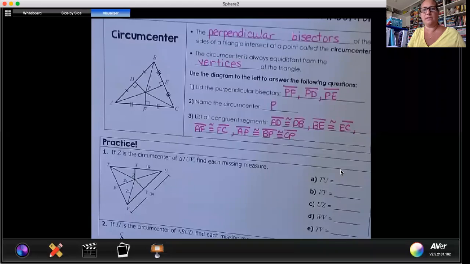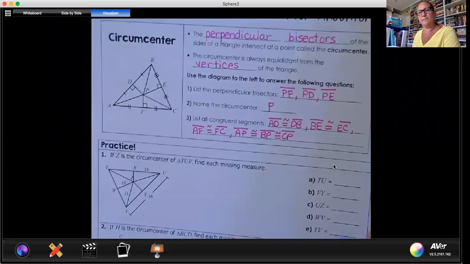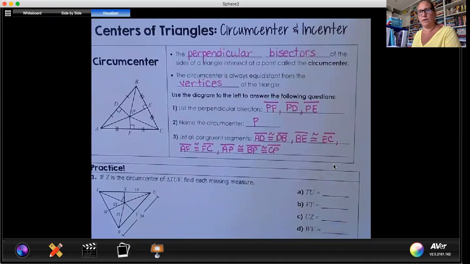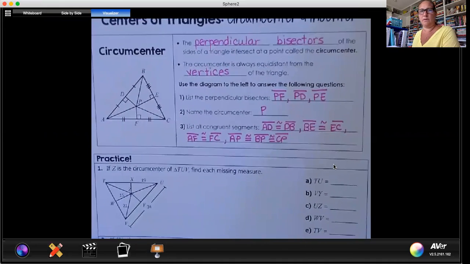Hey guys, today we're going to start a new chapter on triangle centers, and there are three triangle centers that we're going to focus on: circumcenter, incenter, and centroid. And there's another one called the orthocenter, but we're not going to put any focus on that. So we're going to first talk about the circumcenter.